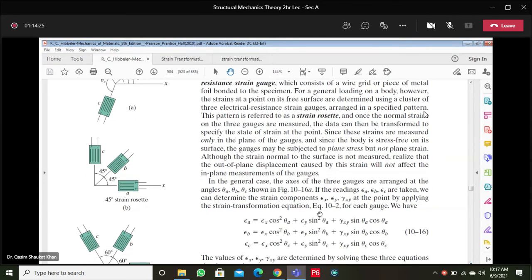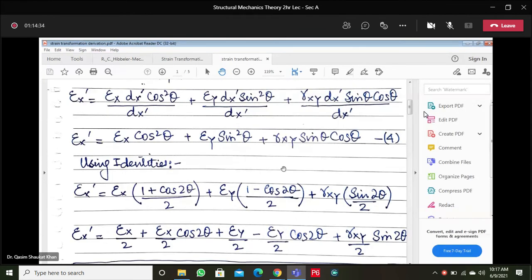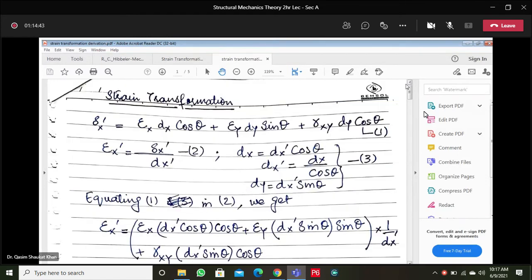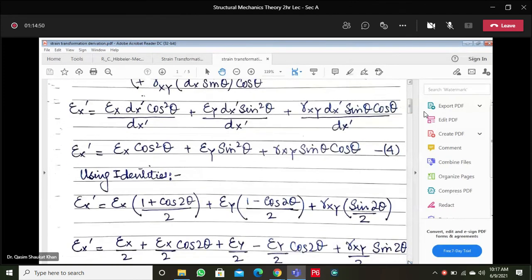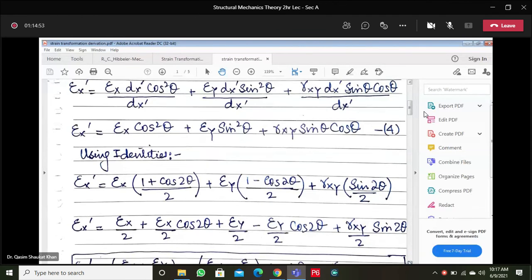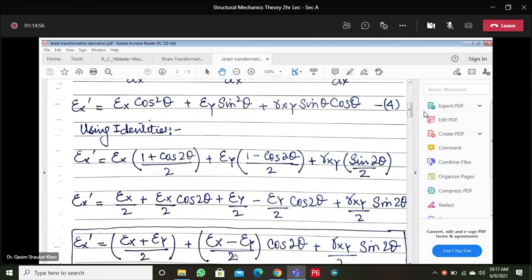Now, how will we do it? This equation, you have developed it. Let me show this. If you recall, in the derivation of epsilon x dash, before we placed the identities, the final equation is this one: epsilon x dash is epsilon x plus epsilon y over 2 plus epsilon x minus epsilon y over 2 cos 2 theta plus gamma xy over 2 sin 2 theta. So this is our final equation.